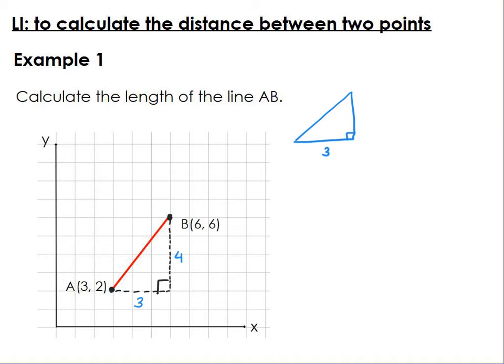So I've got 3, I've got 4, and what I'll do is I'll call this hypotenuse side x. So I'm going to do x squared is 3 squared plus 4 squared, because I'm finding the hypotenuse. That comes out as 9 plus 16, which is 25, and the square root of 25 is 5. And in terms of our units, we don't actually know what the units are, so we'll just write 5 units.